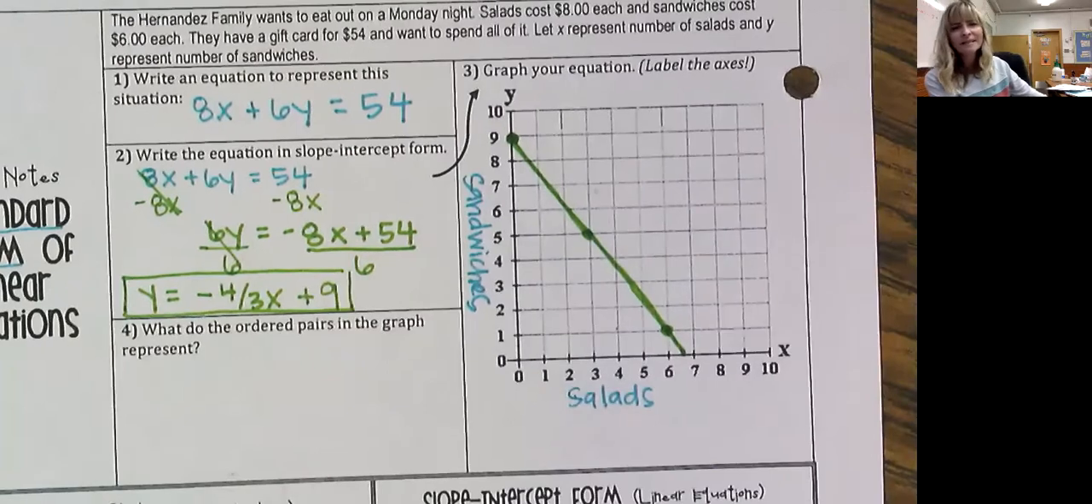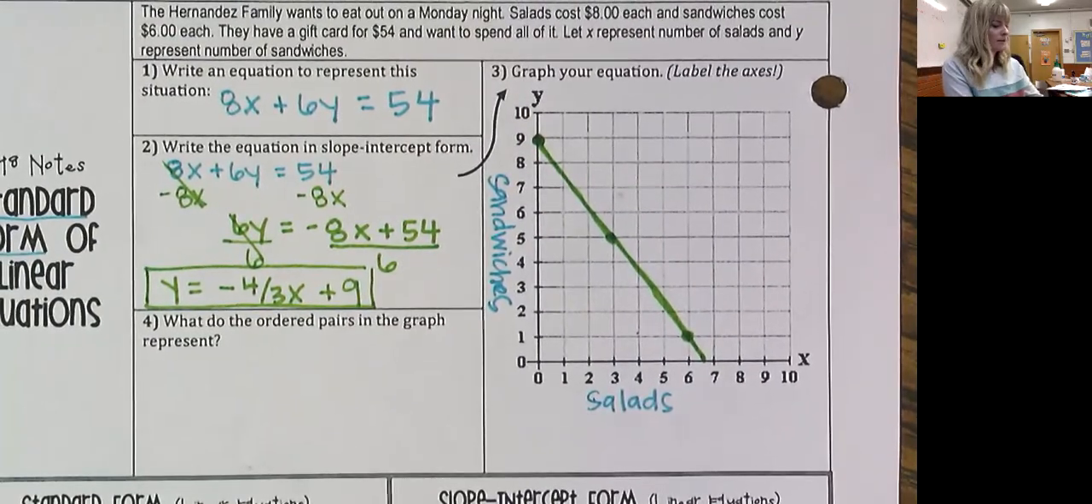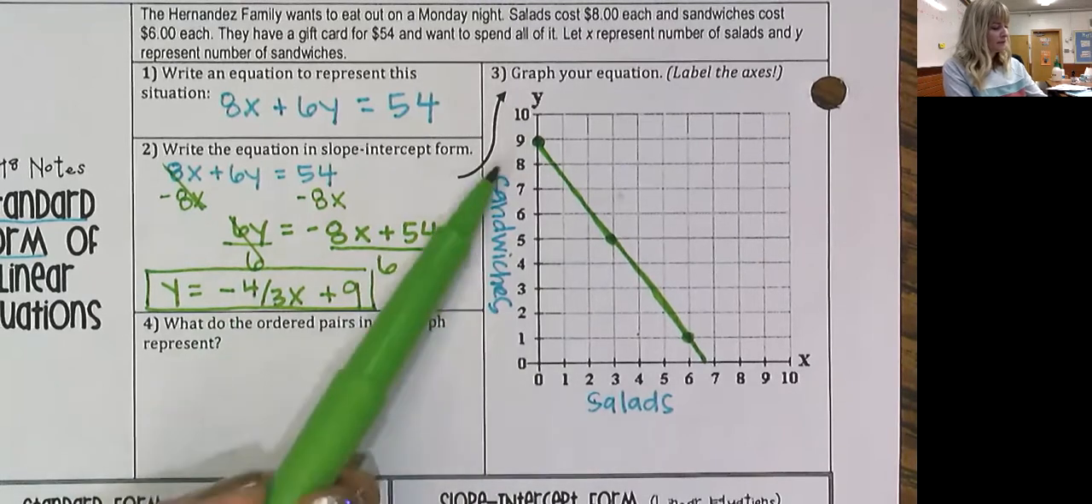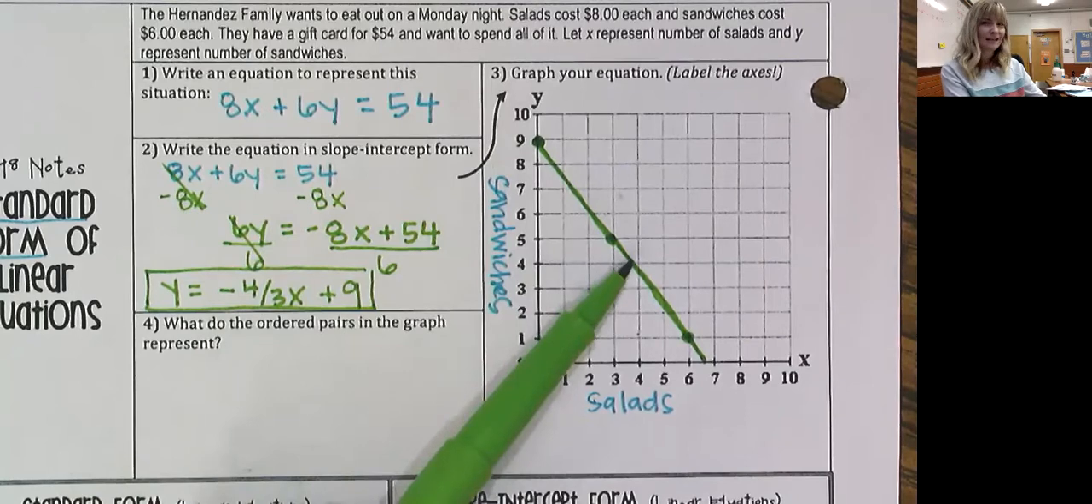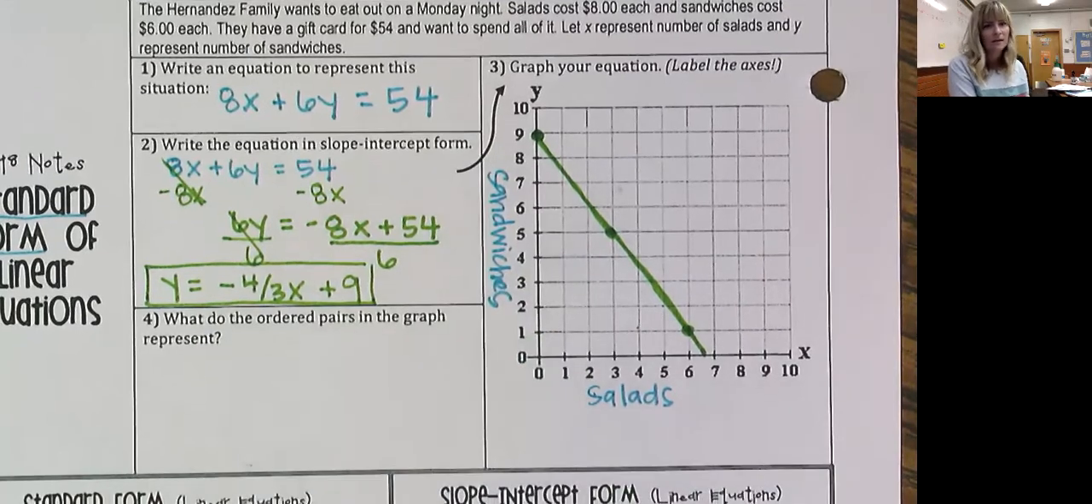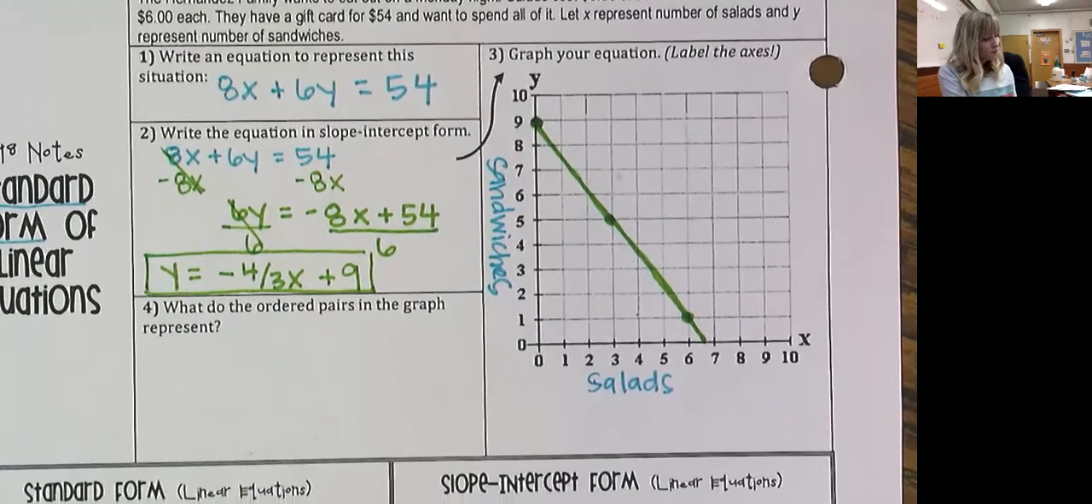Now you can see why they didn't give it to us in m and b. That doesn't really make sense for the story. We're saying for every 4 fewer sandwiches you buy, you can buy 3 more salads. It's a weird thing to say. We wouldn't say it that way. That's why this one started with standard form. But what do the ordered pairs represent in this?